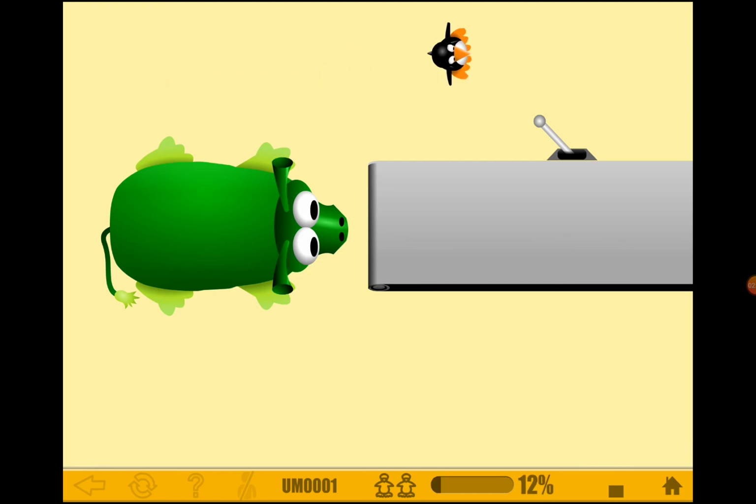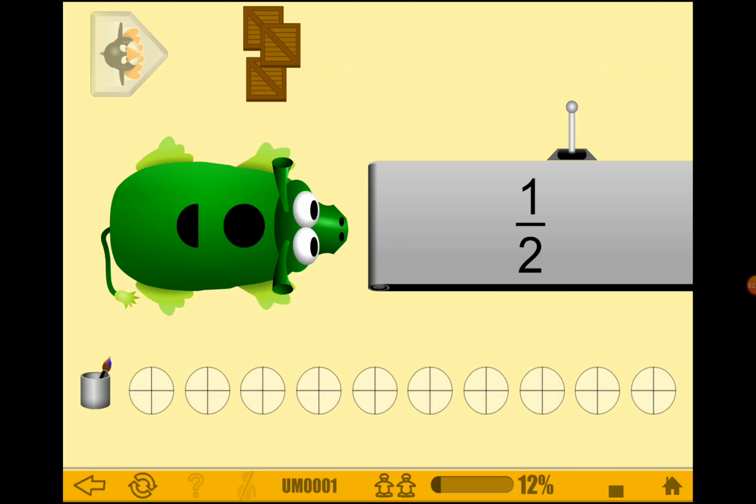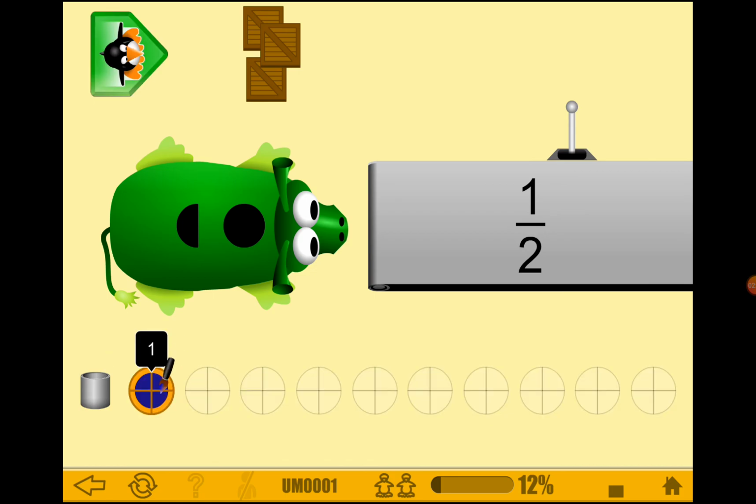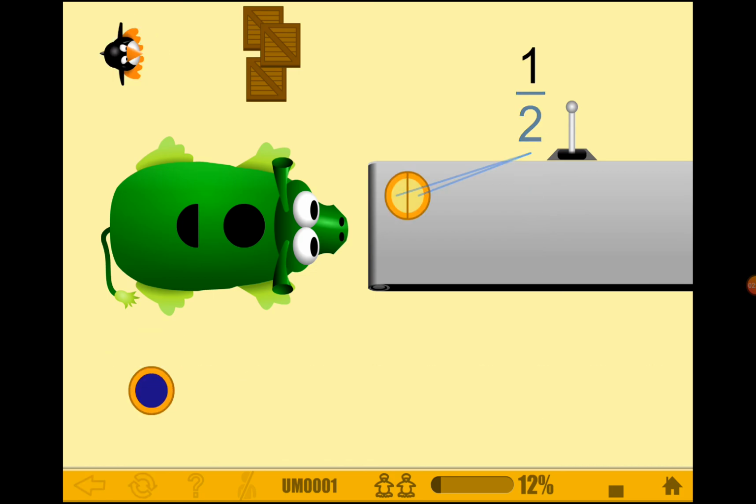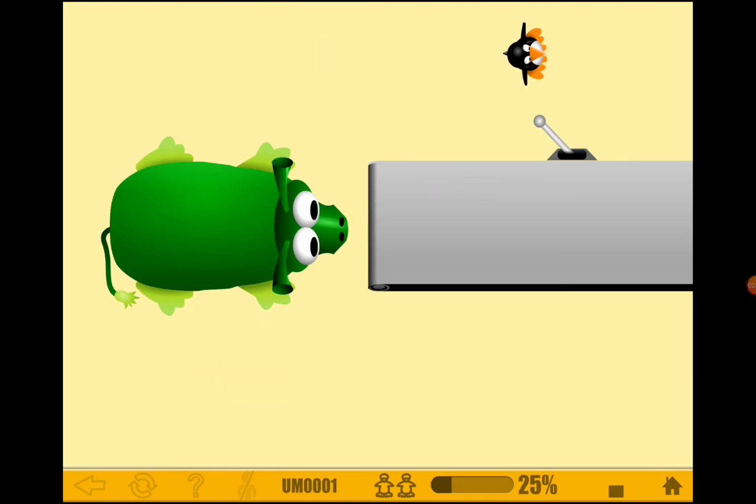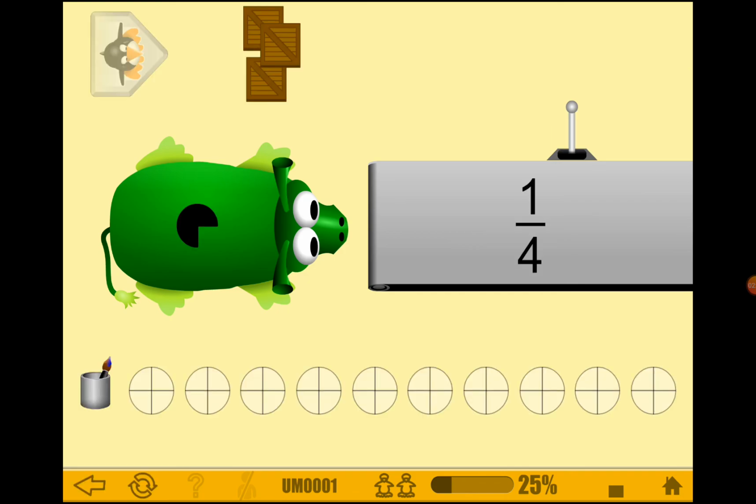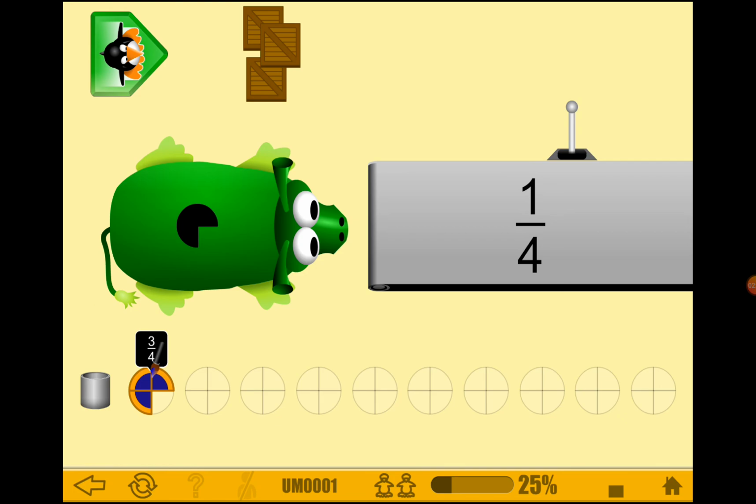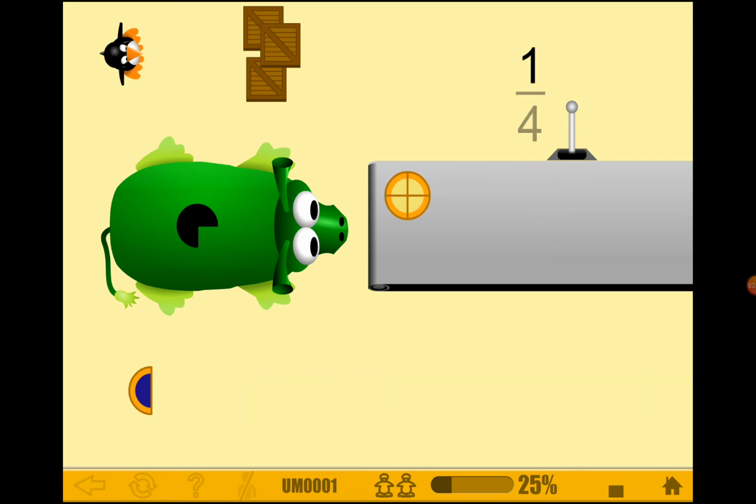Oh. Okay. Now it seems simple. Okay. 1 over 2. 1 over 2 and just needs a whole now. Boom. Boom. Nice. Half. Okay. Now let's see. Now we have 1 over 4. Okay. So just 2. Oh, this one is finally 1 over 4. So 3 over 4. Jump.